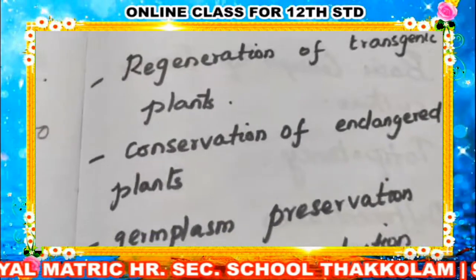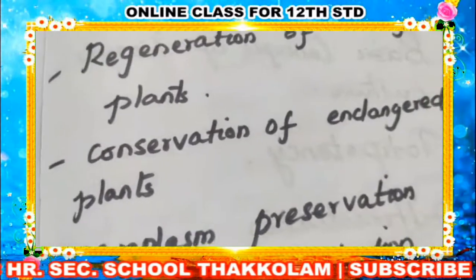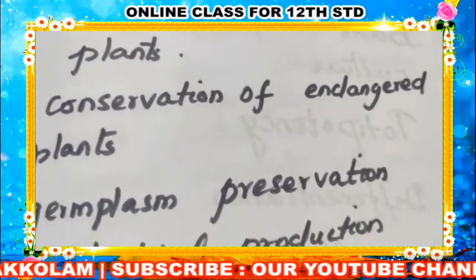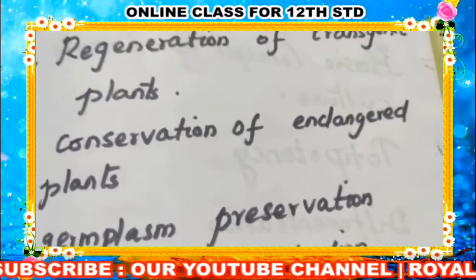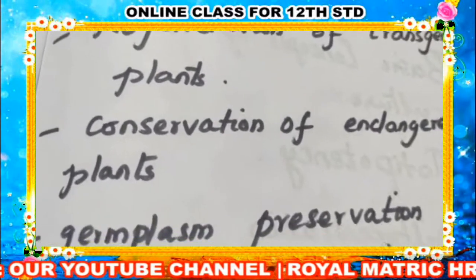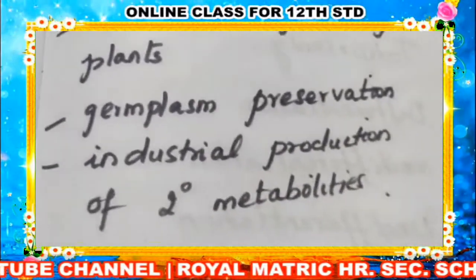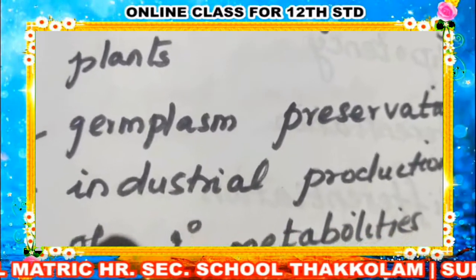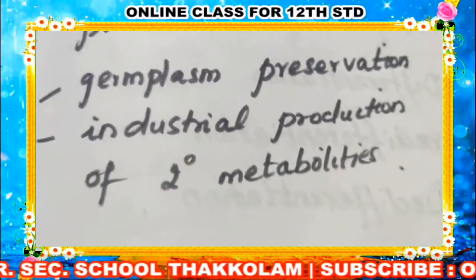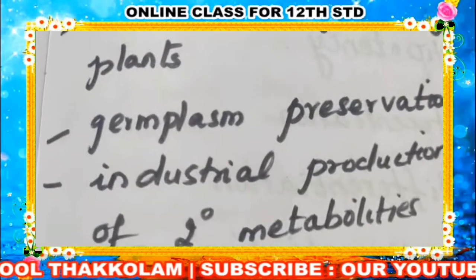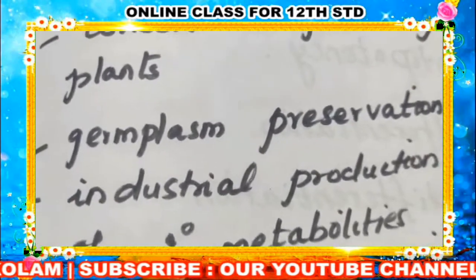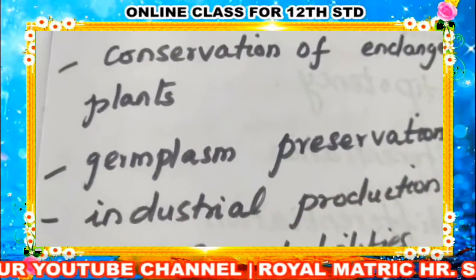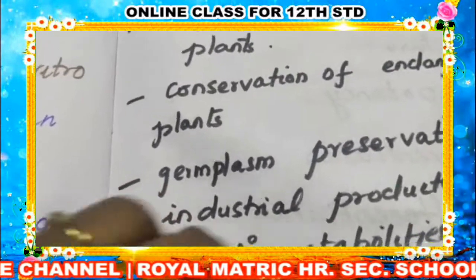Next, due to that technique, what are the uses you are going to attain? Conserve the endangered species. What do you mean by endangered? The species that are going to disappear from this world. Those types of species are conserved, meaning they are preserved and grown again. Next, the germplasm is preserved, and also the industrial production of secondary metabolites.